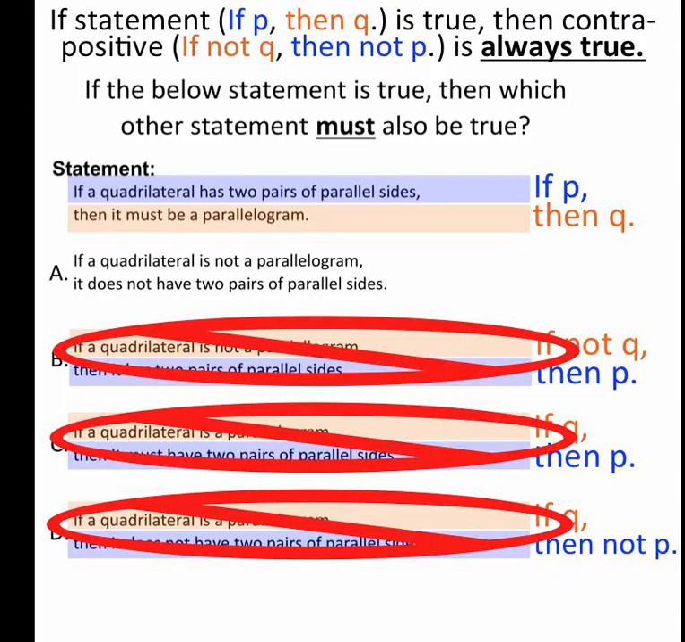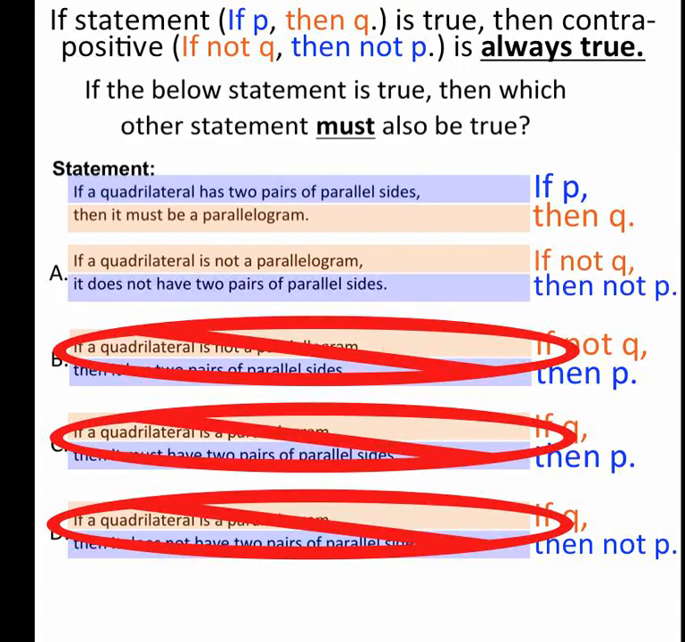But now let's look at A. If a quadrilateral is not a parallelogram, if not Q, then it does not have 2 pairs of parallel lines, then not P. That is my contrapositive. So the answer is A. A must be true because it is the contrapositive.